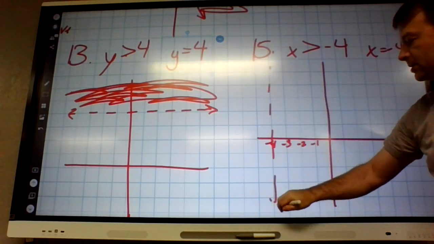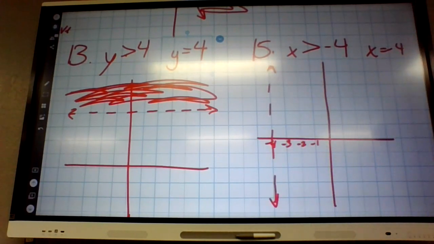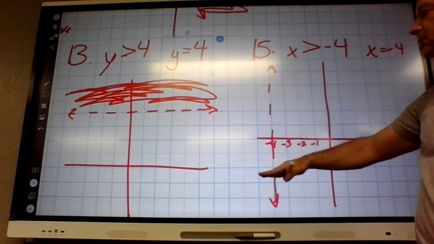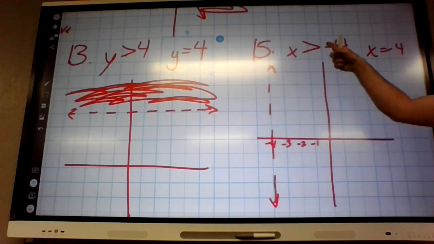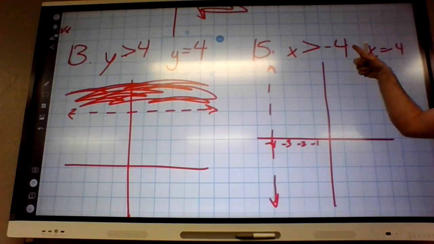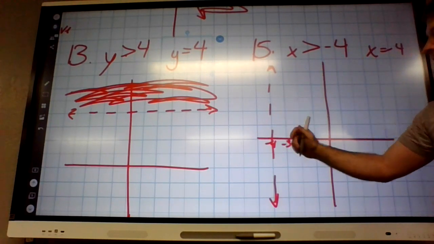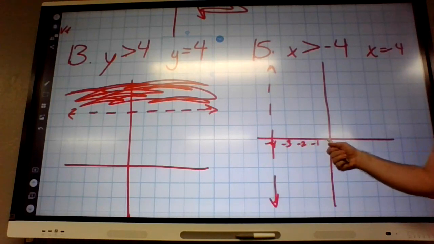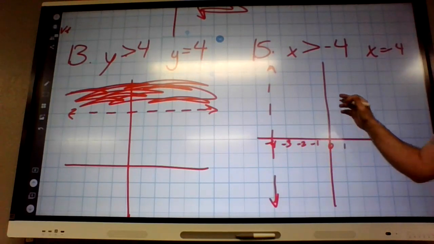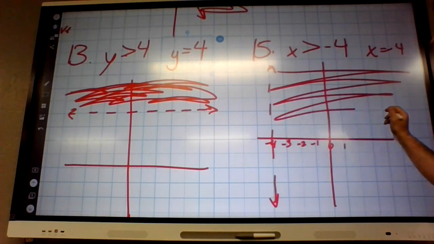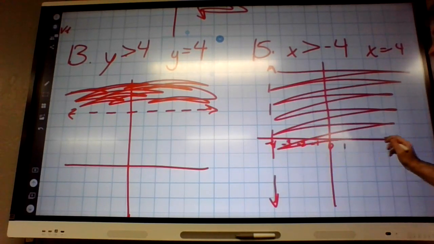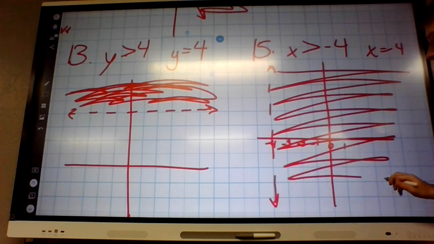Dashed. Okay, this one has a little bit of a problem, because there is no up or down. There's just a right and a left. So if we want to do x is greater than -4, where should we go? The right, because all these numbers, the x value is greater than -4. So yeah, shade right. And you do not stop at the y-axis. You keep going through.